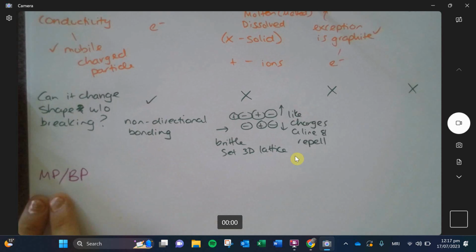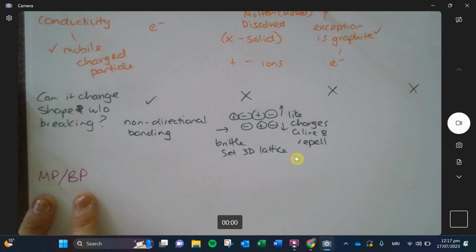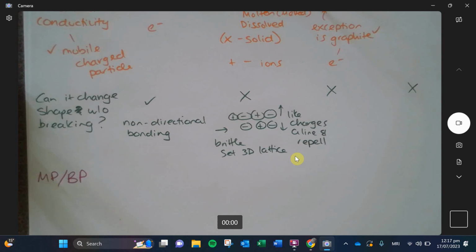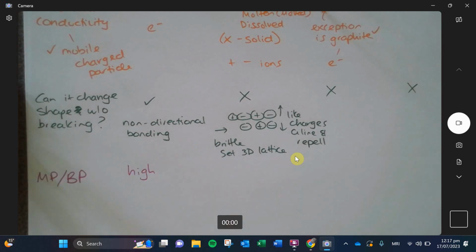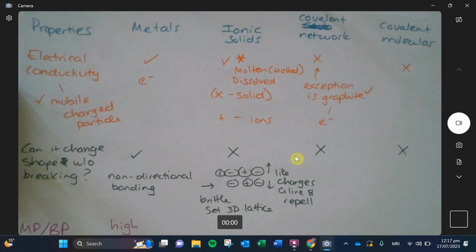So I'm just abbreviating boiling point and melting point as MP and BP, FYI. All right, metals. Does it have a high or low melting and boiling point? High. It takes quite a bit of heat. Ionic solids. High or low?